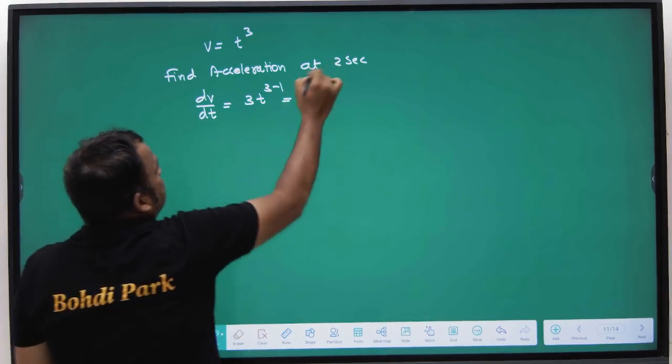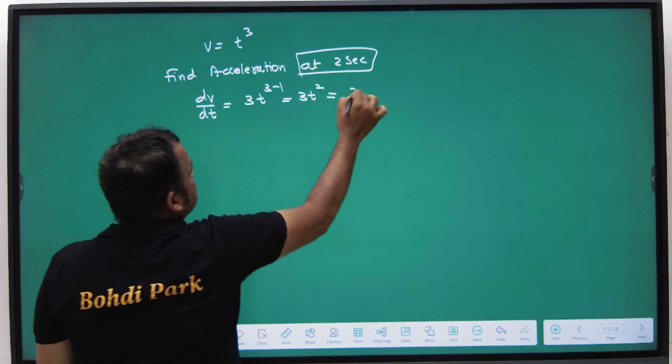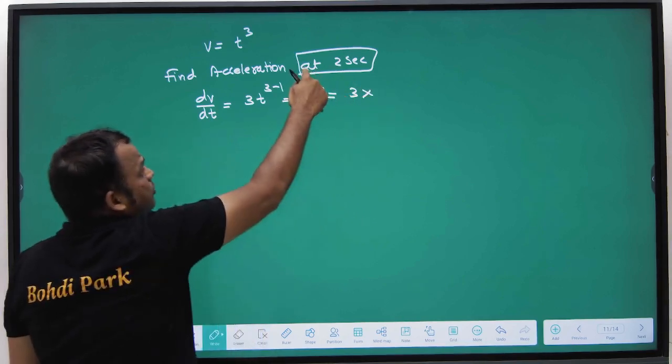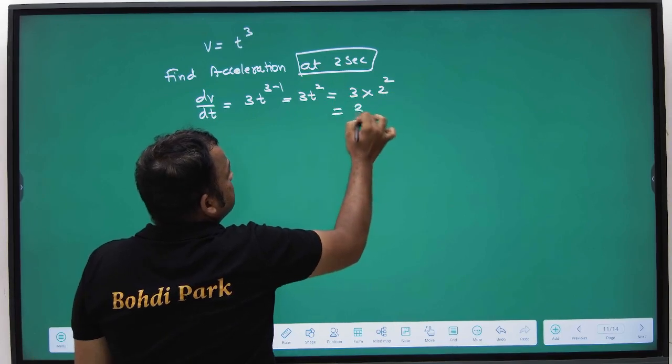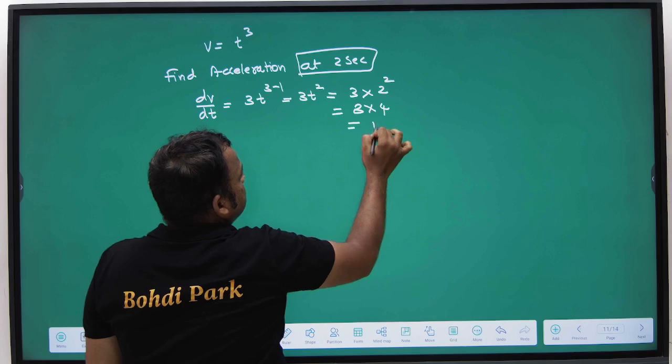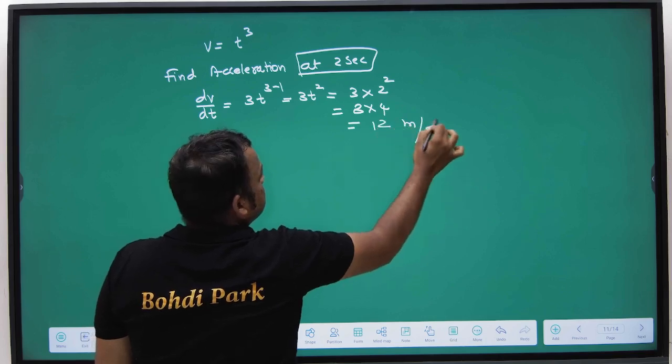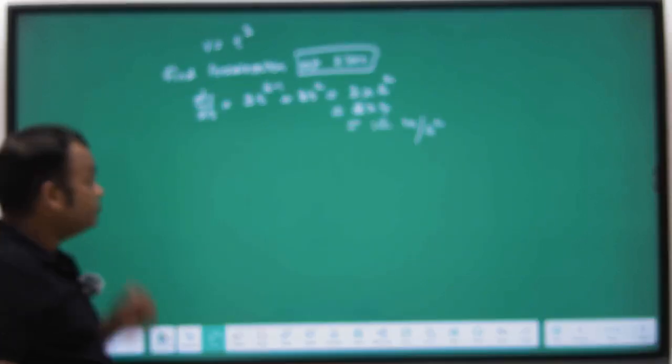Now we'll put t is equal to 2. So 3 into 2 square. So that is 3 into 4. So that is equal to 12 meter per second square.